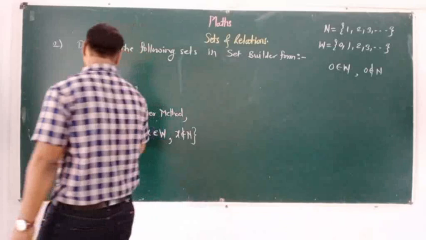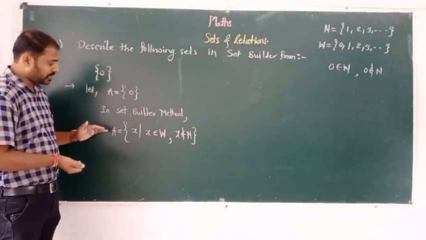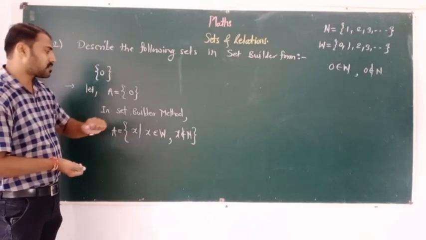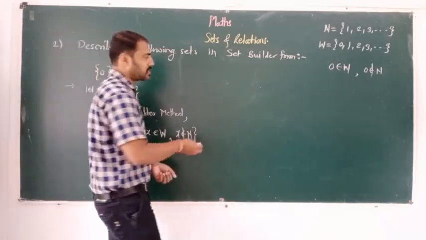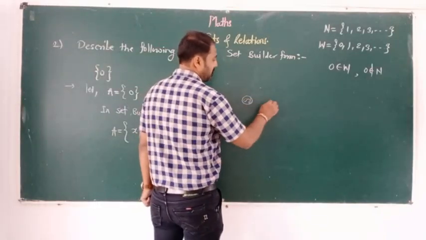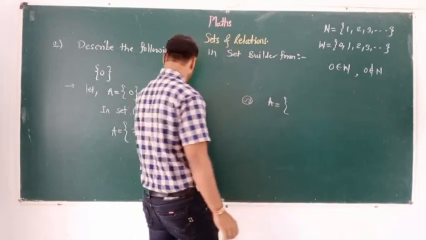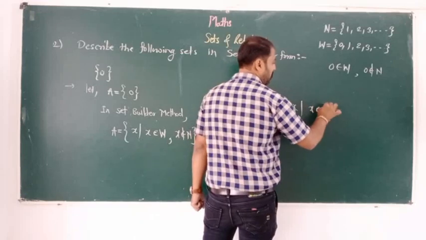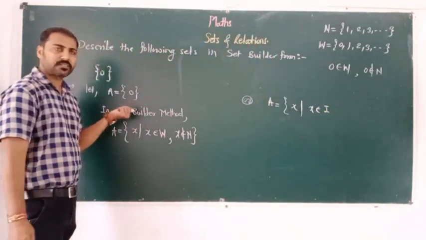So I am writing that example in set builder method as A is equal to the set of all x such that x belongs to W, x does not belong to natural numbers. Some students write A in set builder method as the set of all x such that x belongs to integers. 0 is an integer. Yes.